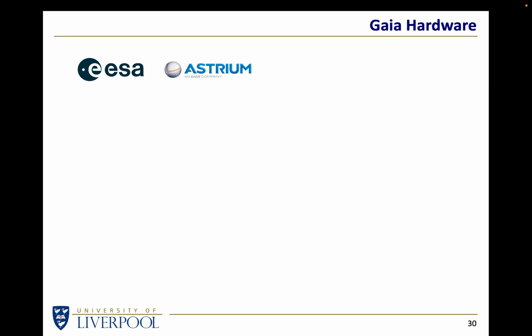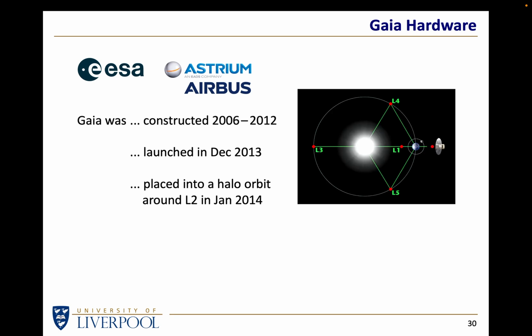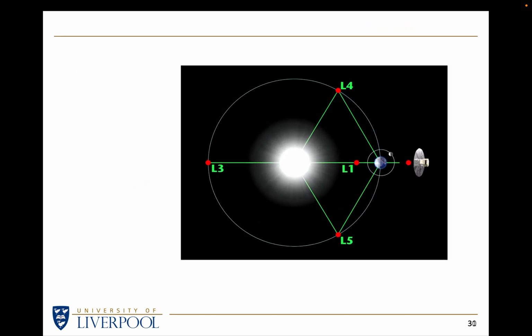Astrium now is part of the Airbus consortium. So effectively, Gaia is an Airbus, if you want to think of it that way. It was put together in the late noughties up to about 2012. It was launched in December 2013, and very quickly thereafter placed into a halo orbit around L2 in January 2014. A halo orbit much like the James Webb orbit in the same place.